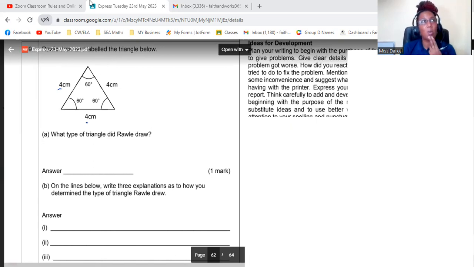So let's think about what type of triangle that could be. All 3 sides are equal. The clue is in the name, equal. So that means it's definitely an equilateral triangle. Equilateral. Right, and there we have an easy mark there.